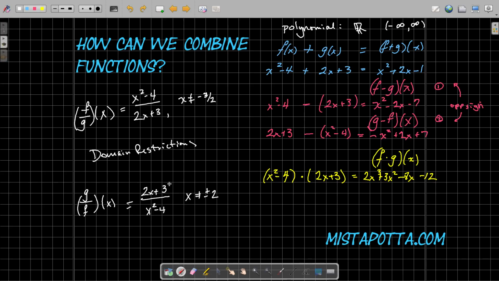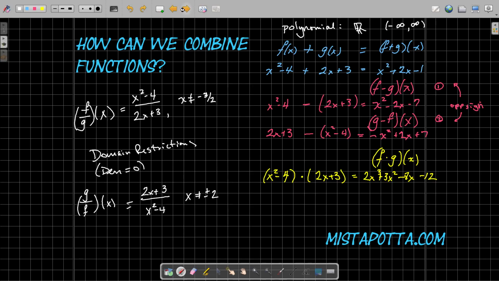Of course, any time the denominator is equal to 0, that's going to introduce restrictions. So if the denominator can never be 0, I won't necessarily have a restricted domain. So it's just something to keep in mind. We can combine these functions by adding, subtracting, multiplying, or dividing them with each other.